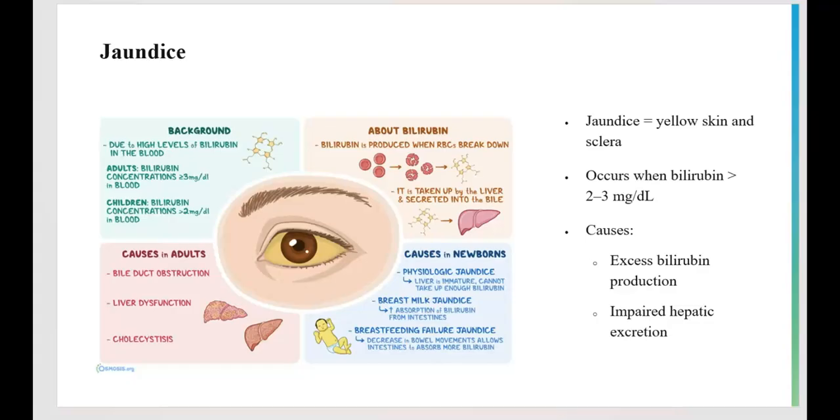Jaundice results from elevated bilirubin level and becomes clinically visible with levels exceeding 2 to 3 milligrams per deciliter. Causes include excessive bilirubin production or impaired hepatic excretion due to liver damage. This picture gives the background of bilirubin and the cause of jaundice.